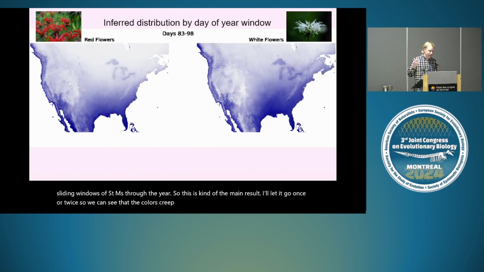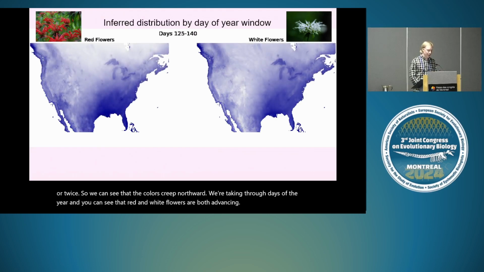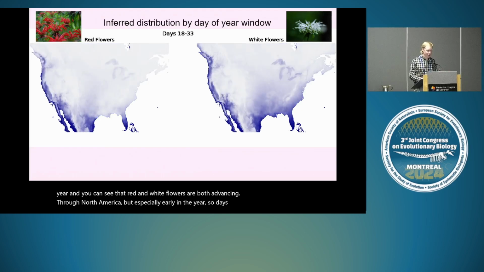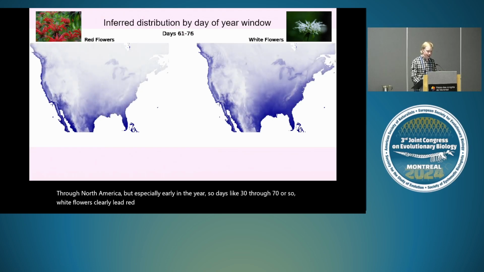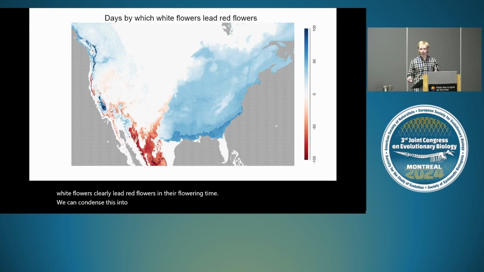We're ticking through days of the year, and you can see that red and white flowers are both advancing northward through North America, but especially early in the year, so days 30 through 70 or so, white flowers clearly lead red flowers in their flowering time. We can condense this into just one plot where we're basically subtracting the left side of that previous slide from the right side, and we're using blue to map areas where white flowers are leading red flowers in their flowering time.